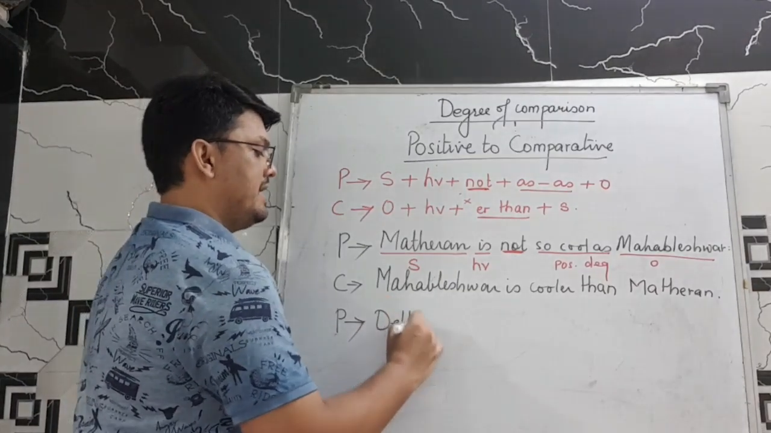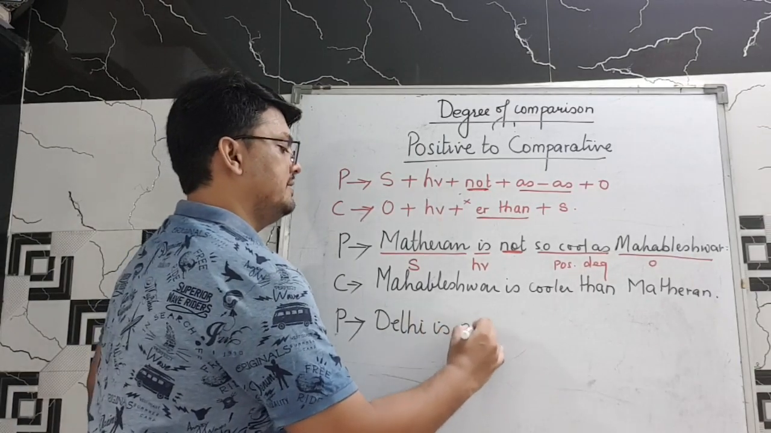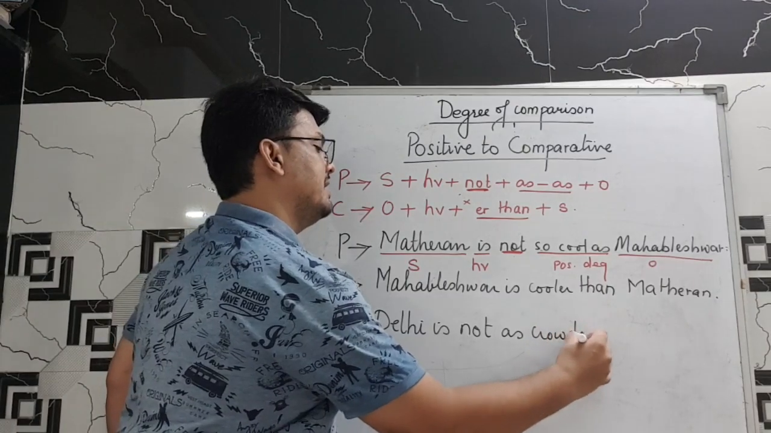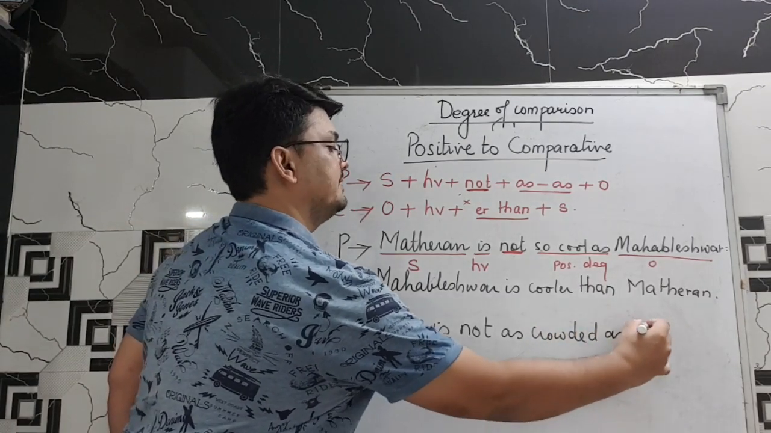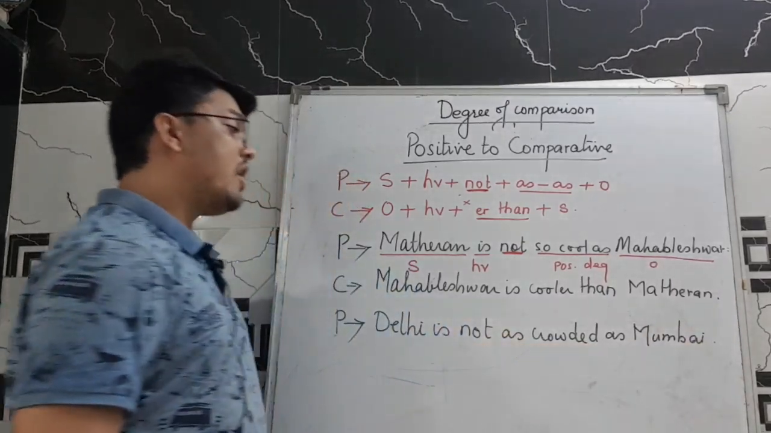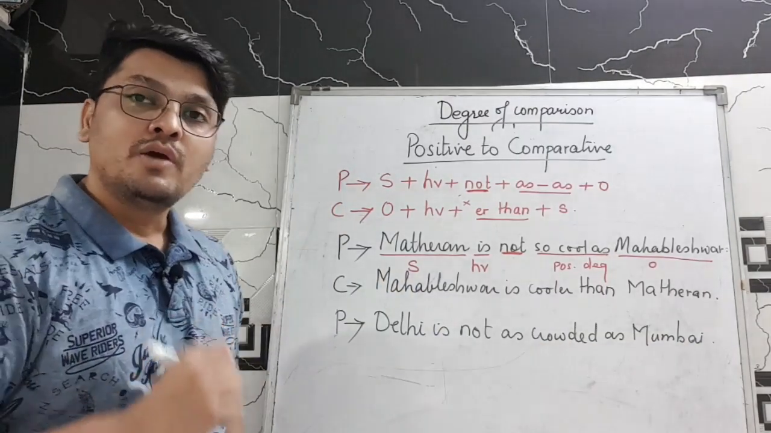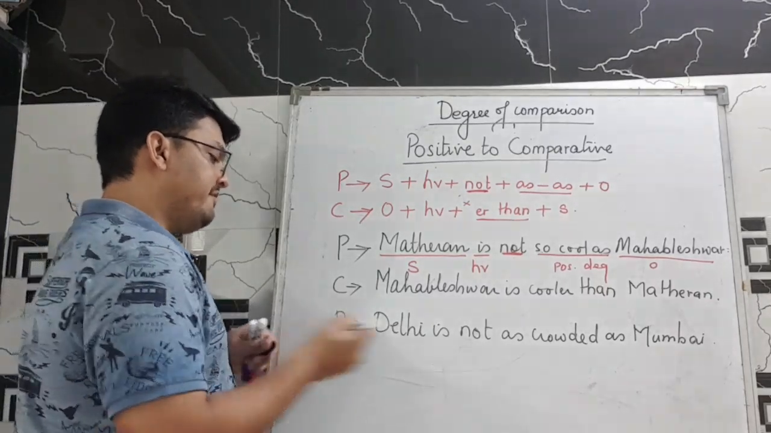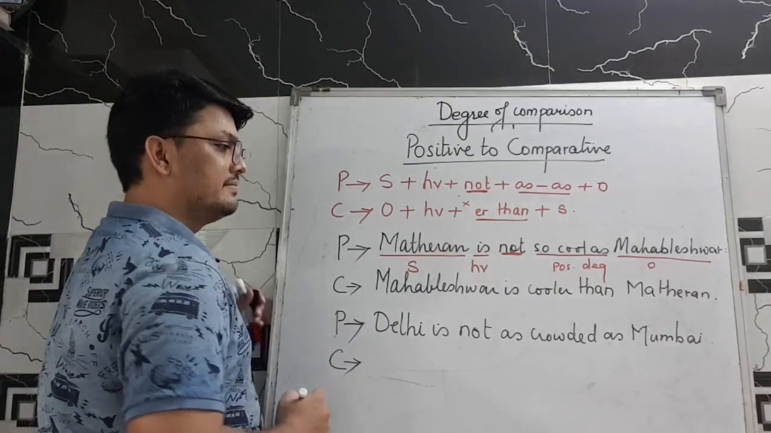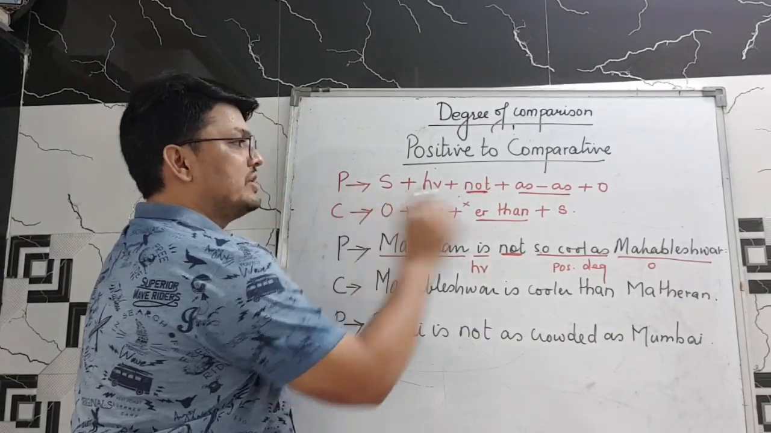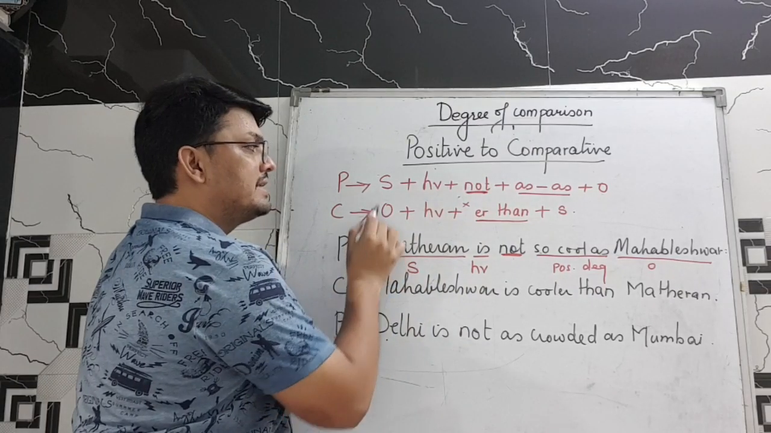Delhi is not as crowded as Mumbai. So now let's turn this into comparative. This is subject, this is object. As per the structure, object takes subject's place.